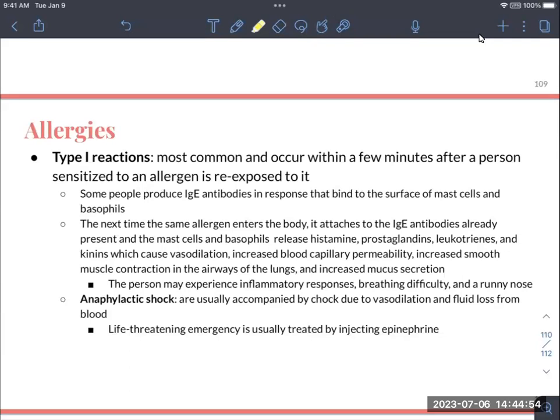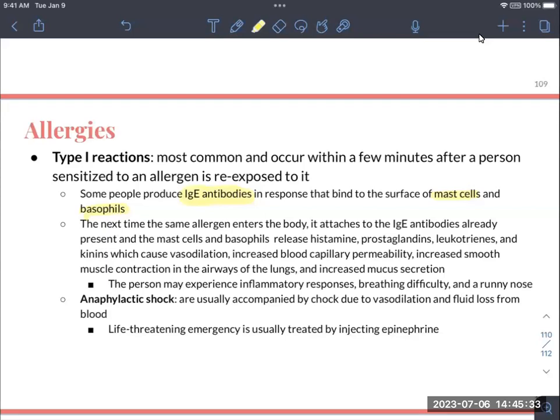So people can produce this IgE antibody that binds to mast cells and basophils, that lets out that histamine, those granules that cause that inflammation, that redness, sometimes that swelling. So the next time that allergen enters that body, that IgE has already recognized it because it entered that body the first time. It entered and attached to those mast cells, those basophils. So the second time it comes in, it causes that allergic reaction.